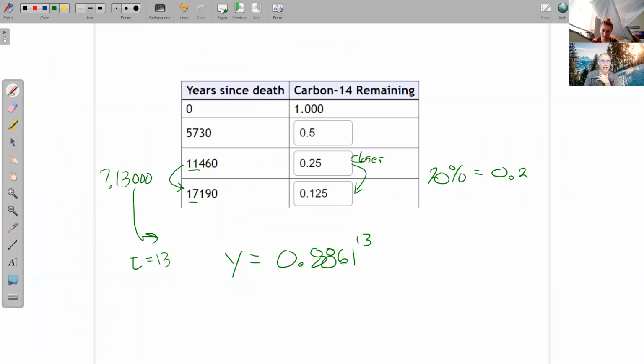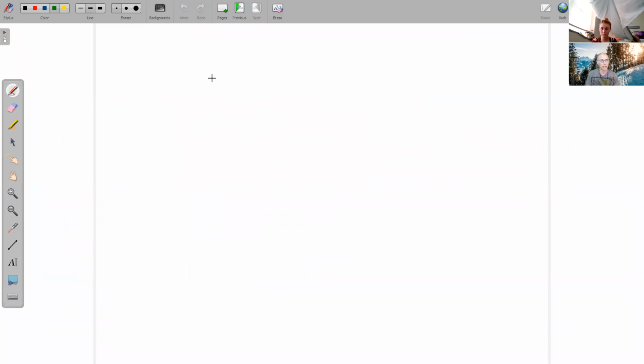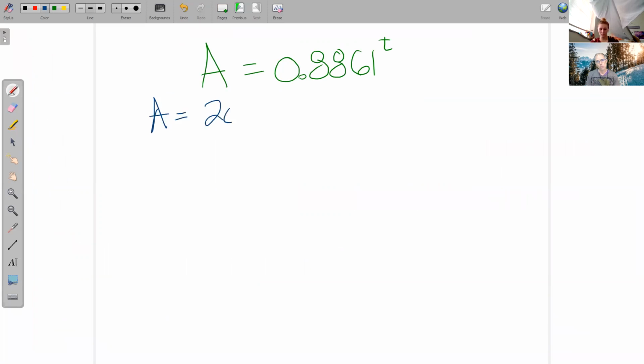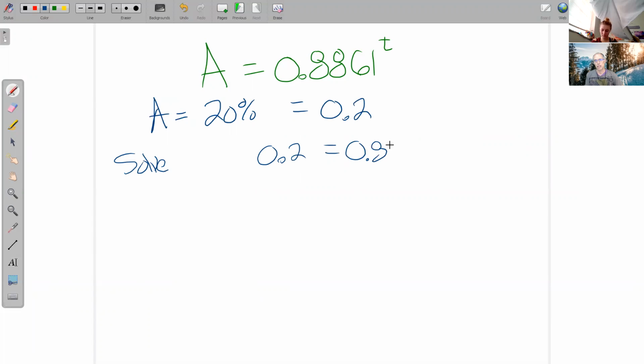So first thing I would write down on my paper is the equation, and the equation says A equals 0.8861 raised to the power T. They told me that A is 20%, which as a decimal is 0.2. So that means I want to plug that in here. So now I have to solve 0.2 equals 0.8861 to the power of t.